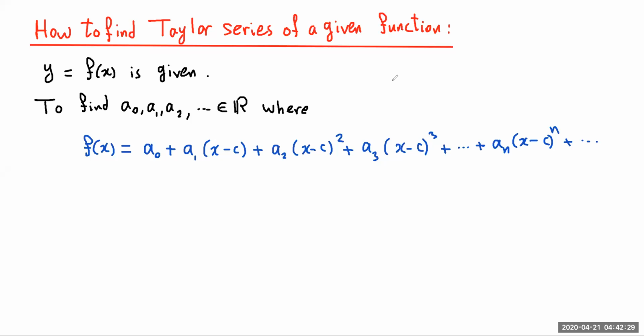How to find Maclaurin or Taylor series for a given function. Let's suppose that the function f is given, and let's try to find a0, a1, a2, all of these real numbers, where f(x) is equal to a0 plus a1(x minus c) plus a2(x minus c) power 2, where c is any real number. So we will suppose also here that c is also a given real number.